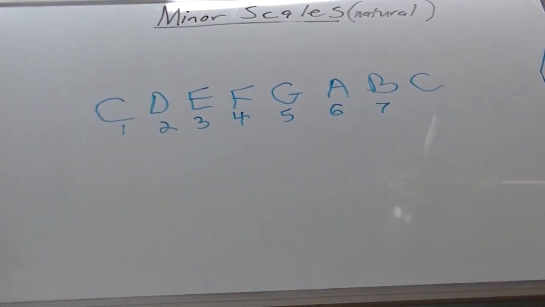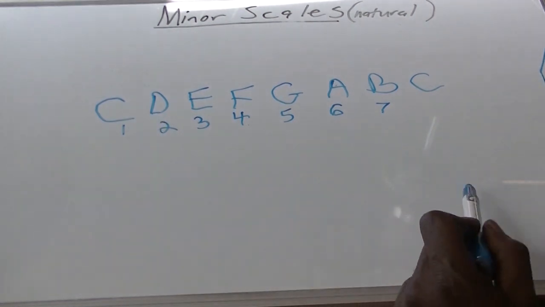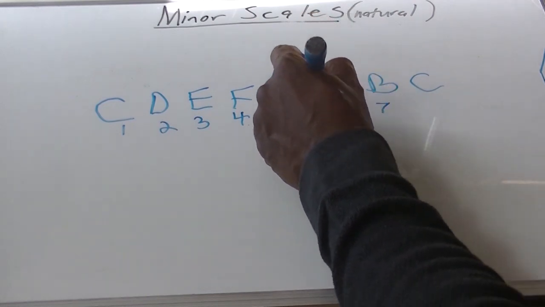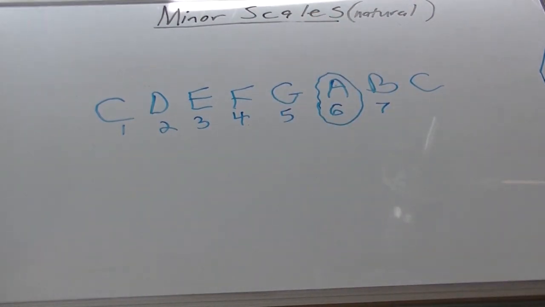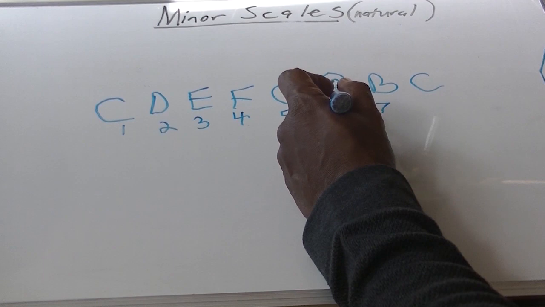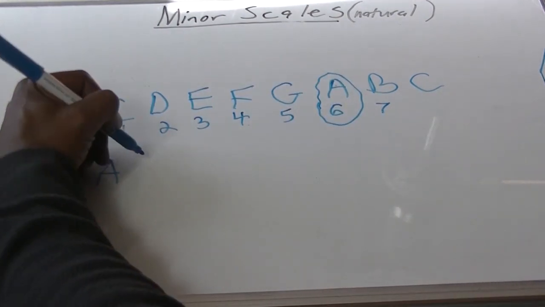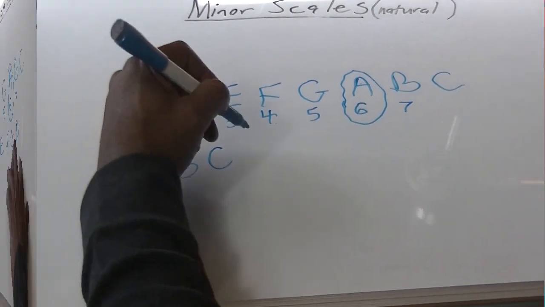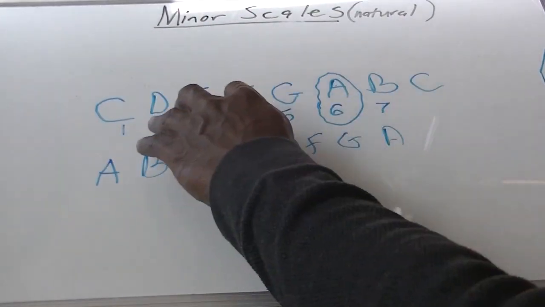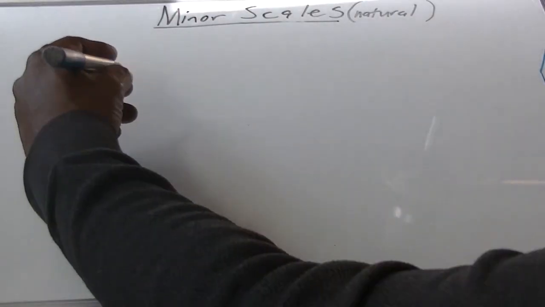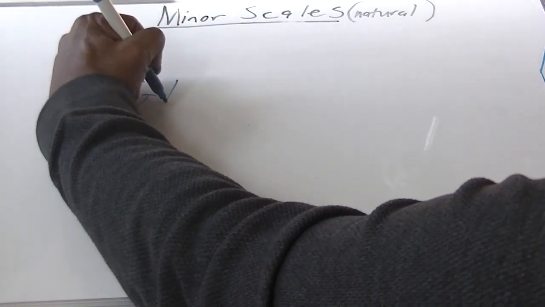So we have a C major scale here. And I want to direct your attention to the A note. The A note is the sixth note of the scale. And the way the rule works is that if you have a major scale, the sixth note of the major scale is the root note of the relative minor scale. In terms of the notes of the scale, they're exactly the same. I just want to show you that we could do this with any major scale.